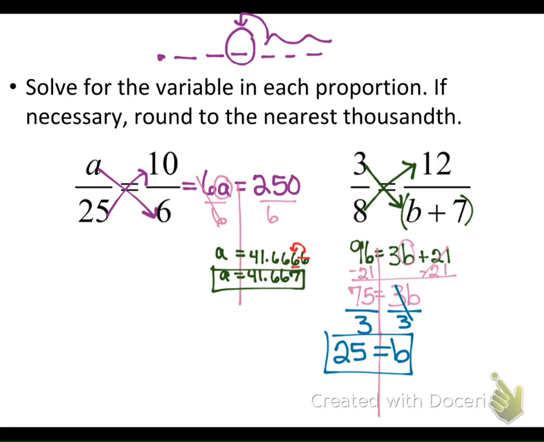this 25 for b, would these proportions be equal? No. Well, what's 25 plus 7? Okay, so you don't have to write what I'm writing in the red, so I have 32. Okay, cross multiply. 3 times 32 is what?